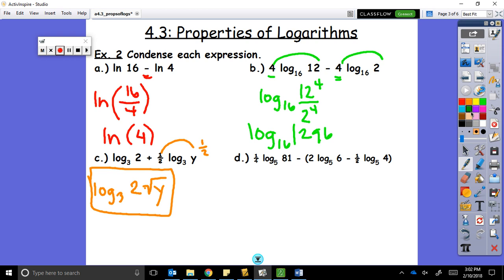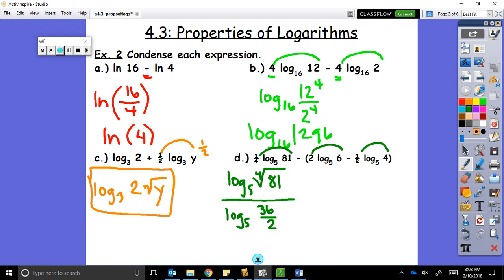All right, let's look at this last one. Okay, lots of stuff going on here. So first of all, let's pull our 1/4 up here, but let's remember that is log base 5 of the 4th root of 81, which I think is a perfect fourth, so we'll figure that out in a minute. Minus means divide, and then I've got a 2 pulling up and a 1/2 pulling up. So on the bottom, I have log base 5 of 6 to the 2nd power, which is 36, divided by 4 to the 1/2, which is 2.